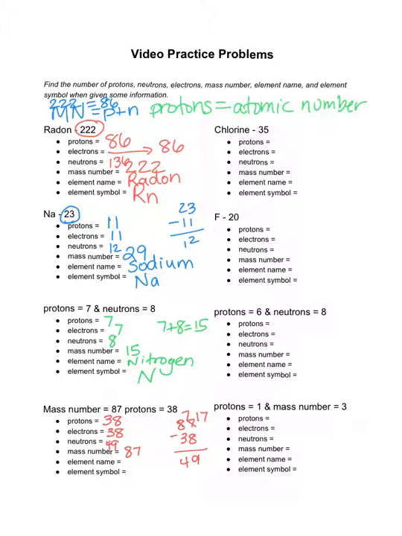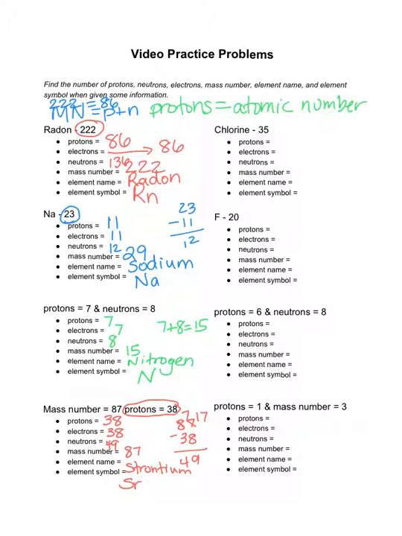Now I take my number of protons, because that is the atomic number, and 38 protons, if I go to my periodic table, I discover is strontium, or the symbol is Sr. So I'm going to write Sr for the symbol, and strontium for the name. So that's how I'm going to do this when I'm given the mass number and the protons. So that first column is a good example.